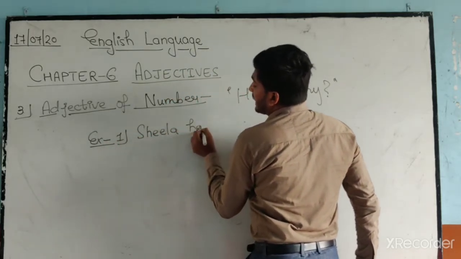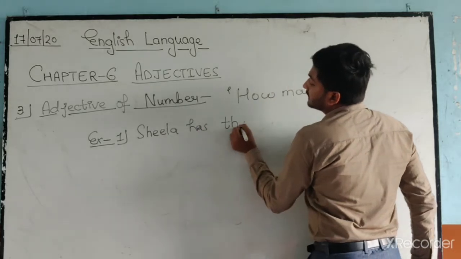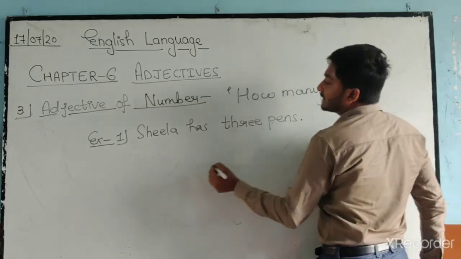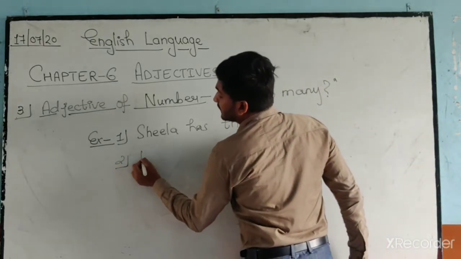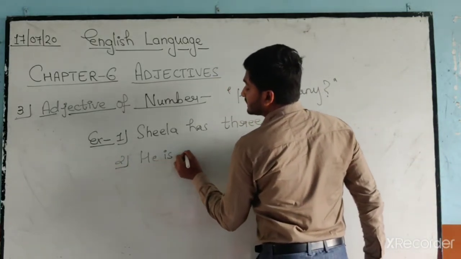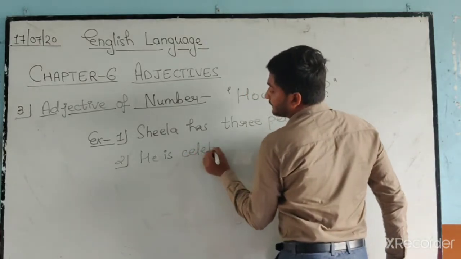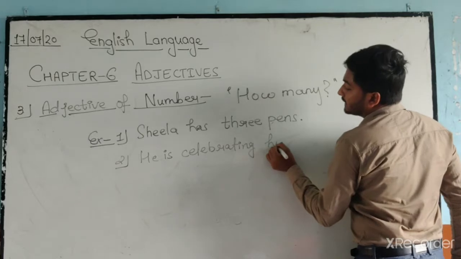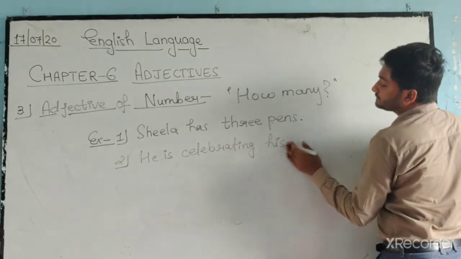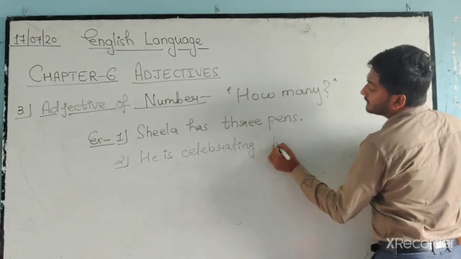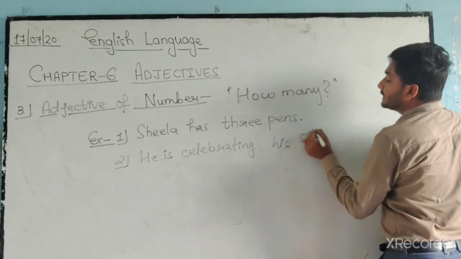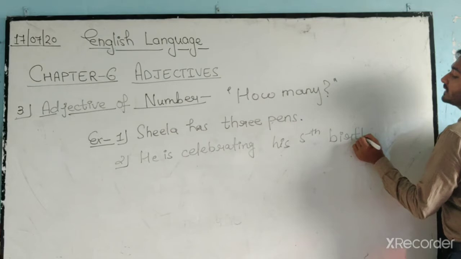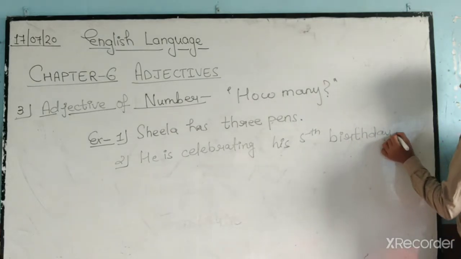Sheila has 3 pets. Number 2, he is celebrating his 5th birthday.